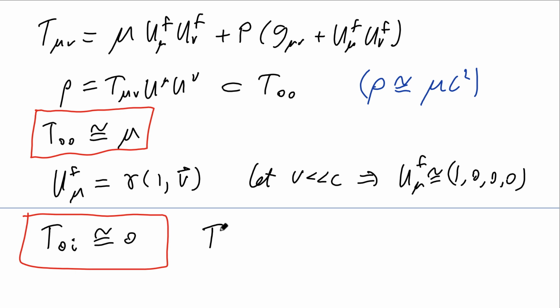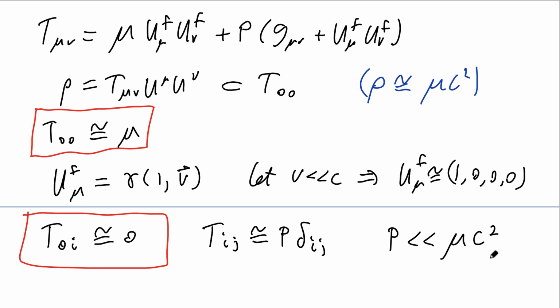Now let's look at the space-space components of the stress energy momentum tensor. Well, the space component of the fluid forward velocity is approximately 0, so that means this term and this term are approximately 0, and all we're left with is p times g_ij. So this is approximately p times g_ij, which is just delta_ij in these coordinates. But for ordinary matter, the pressure is usually much smaller than the rest energy density. So with this assumption, we see that each of the space-space components of the stress energy momentum tensor is much smaller than the 0,0 component.